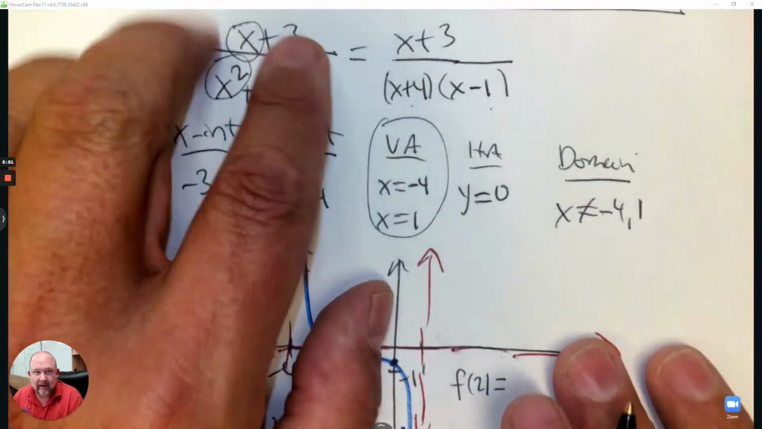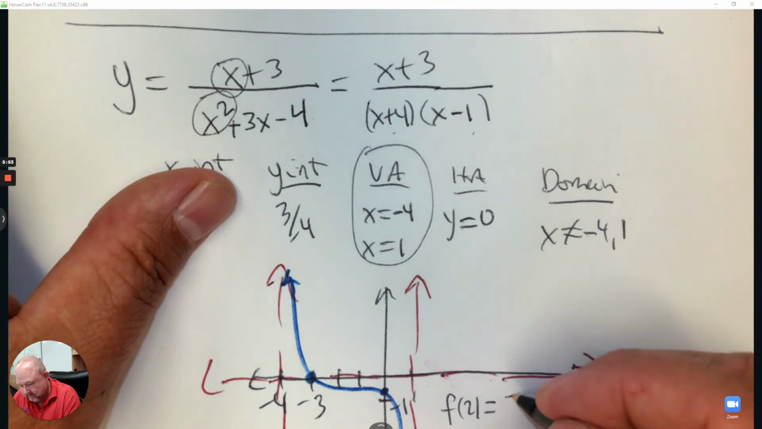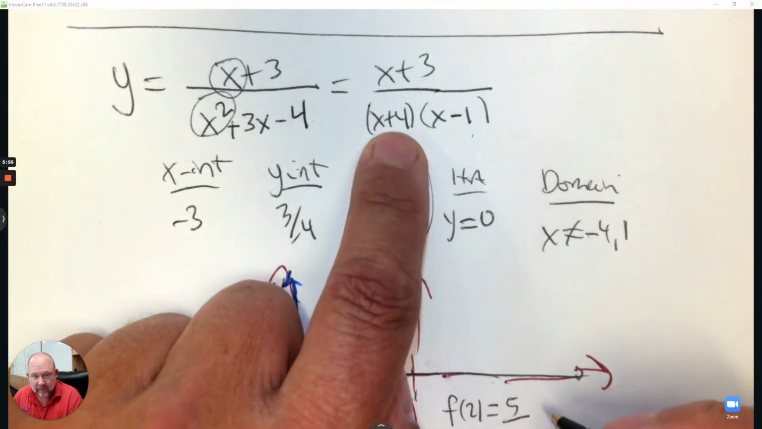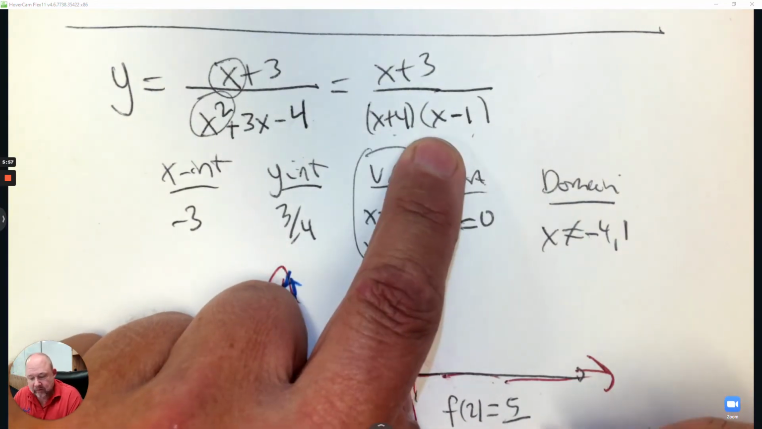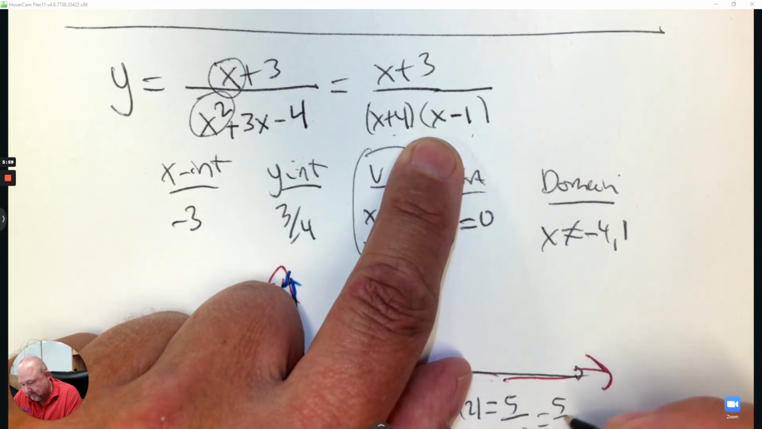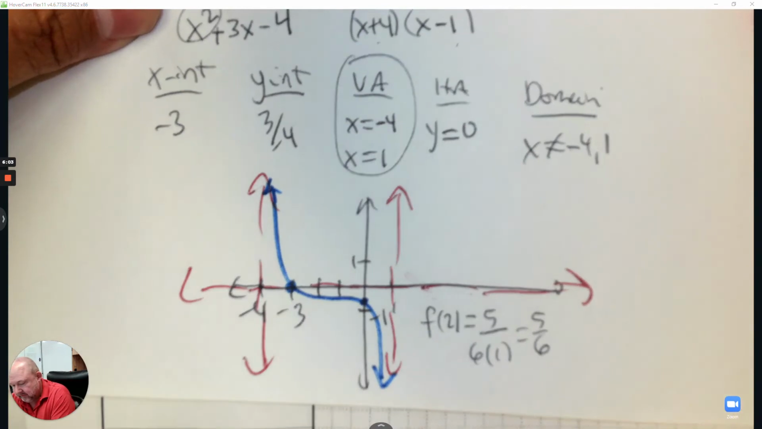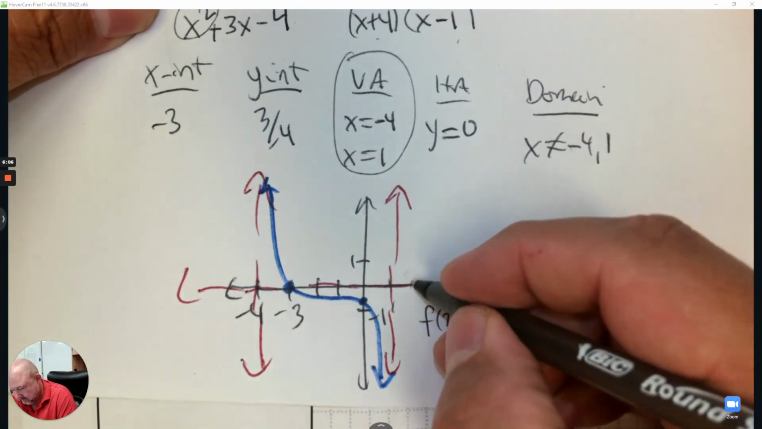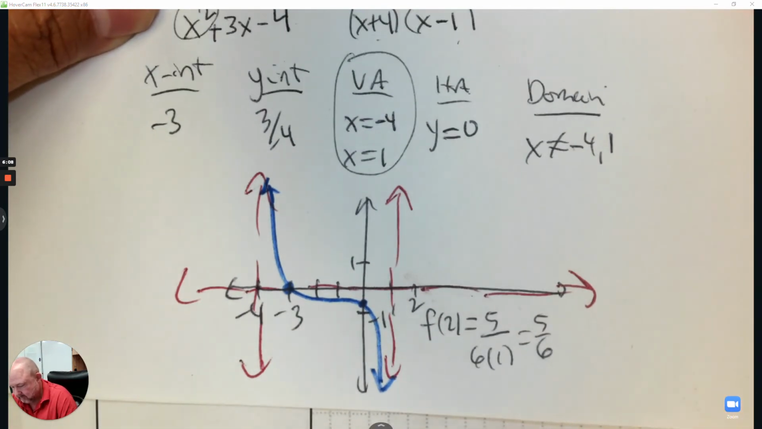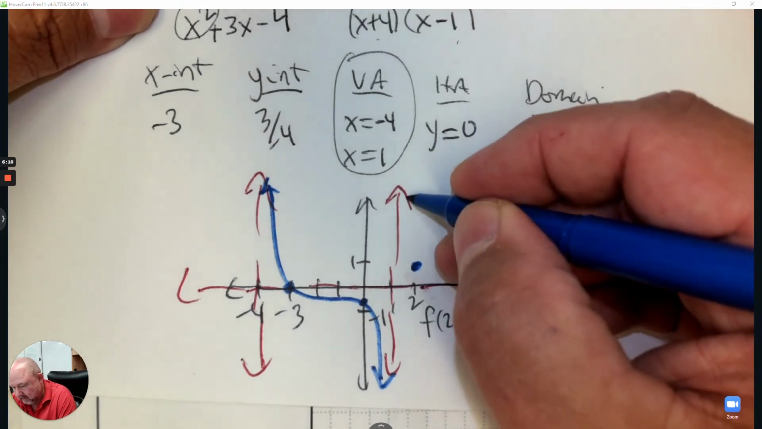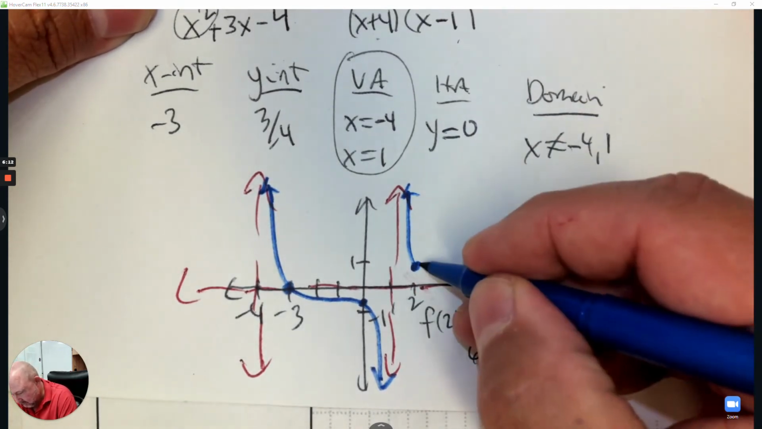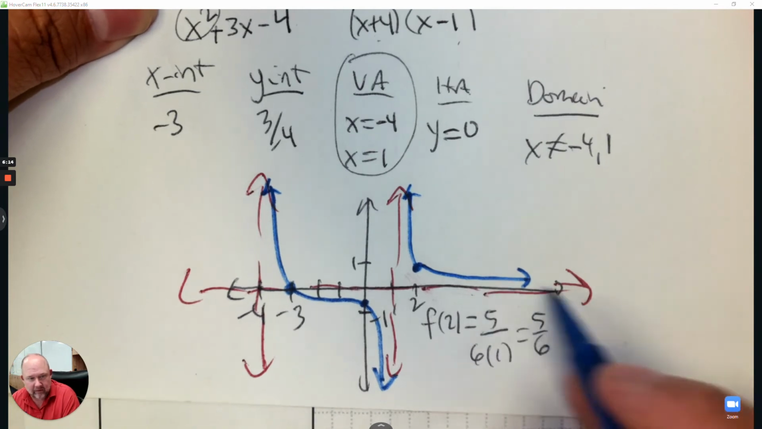So 2 plus 3, 2 plus 4, and 2 take away 1. So that gives me 5/6. So I'm going to just estimate where 5/6 is. And then I'm going to go to infinity, curve, and then it's going to join the horizontal. They're going to join together.